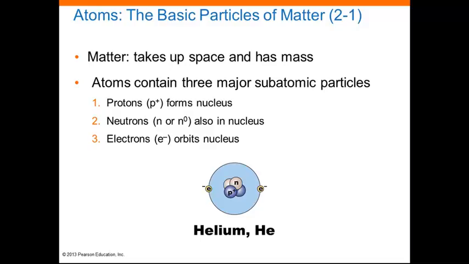So we'll start at the beginning with matter. Matter is anything that takes up space and has mass. It's composed of elements like oxygen or sodium, and the smallest stable unit of matter is the atom. So atoms contain 3 major subatomic particles: protons, which have a mass and a positive electrical charge, and these are found in the atom's nucleus.